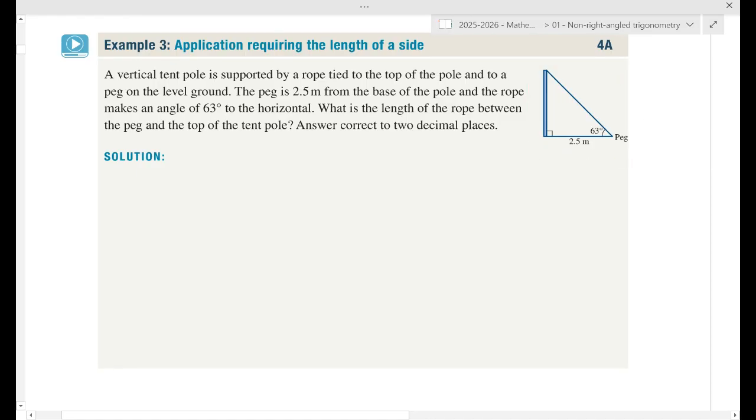A vertical tent pole is supported by a rope tied to the top of a pole and to a peg on level ground. The peg is 2.5 meters from the base of the pole, and the rope makes an angle of 63 degrees. What is the length of the rope between the peg and the top of the tent pole? Answer correct to 2 decimal places. So we've got those 2 bits of information. Now it's asking us for the length of the rope between the peg and the top of the tent pole. So they're asking us for that. Let's just call it X.